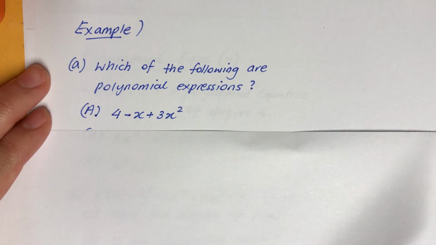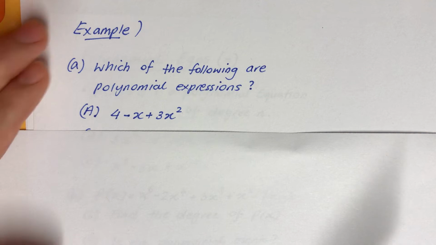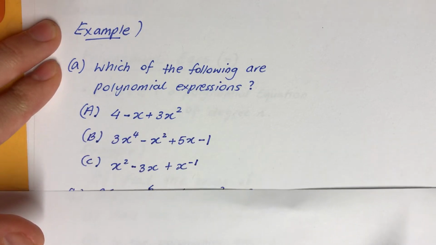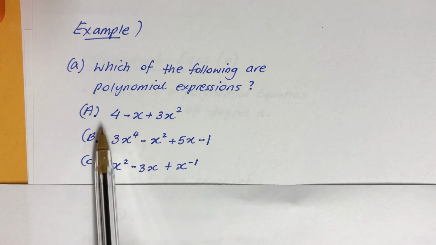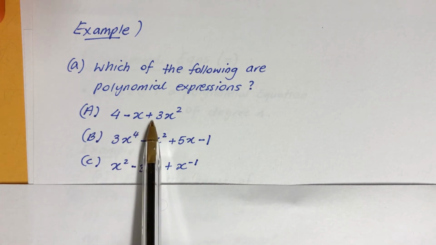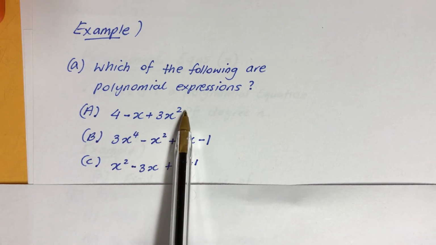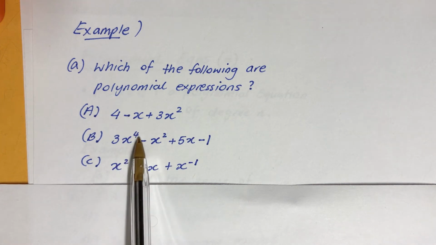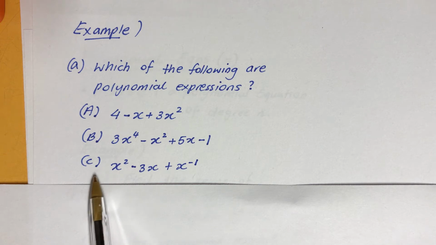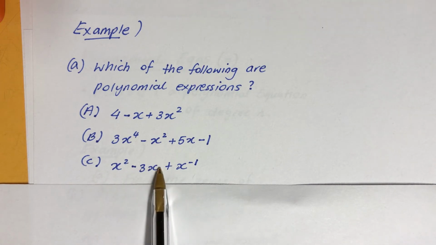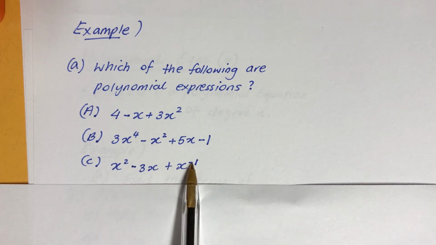So, which of the following are polynomial expressions? Okay, so A, B, C. There's 3 examples here. Let's have a look at the A. 4 minus x plus 3x squared. B: 3x to the power 4 minus x squared plus 5x minus 1. And the C is x squared minus 3x plus x to the power of negative 1.